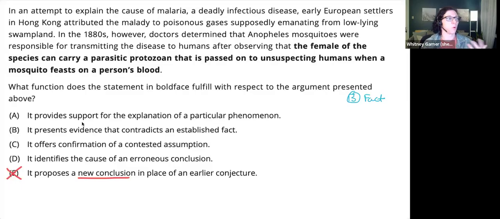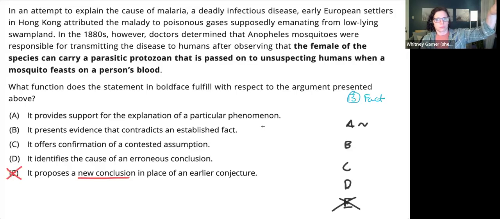So it does certainly provide support. Does it provide support for an explanation? Maybe. It feels okay. I would certainly leave it. The other thing you want to get into the habit of doing on your paper is leaving answer choices if they seem okay. Like I might be like, yeah, that one's okay. We've eliminated E. It presents evidence that, no, this doesn't seem to be here as evidence to contradict an established fact. This is evidence to go against an earlier belief and support our new beliefs.